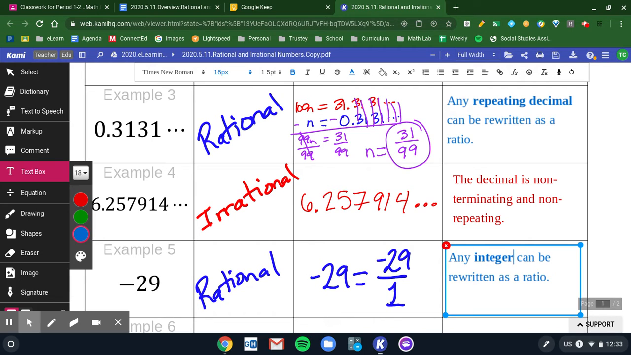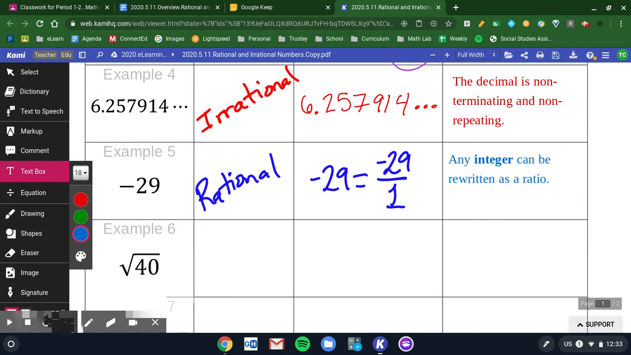If I can spell correctly. Notice it's not a whole number, it's not a natural number. Little kids don't understand the opposite or negatives. They don't know about owing money or being underwater. But we know that a number can have an opposite. So any integer can be rewritten as a ratio.